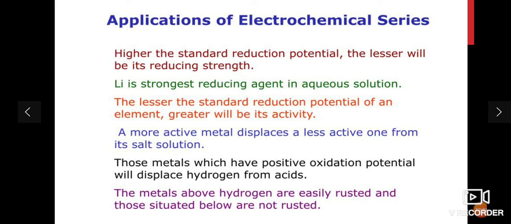A more active metal displaces a less active one from its salt solution, and metals that have positive oxidation potential will displace hydrogen from acids. The metals above hydrogen easily get rusted, and those situated below are not easily rusted.